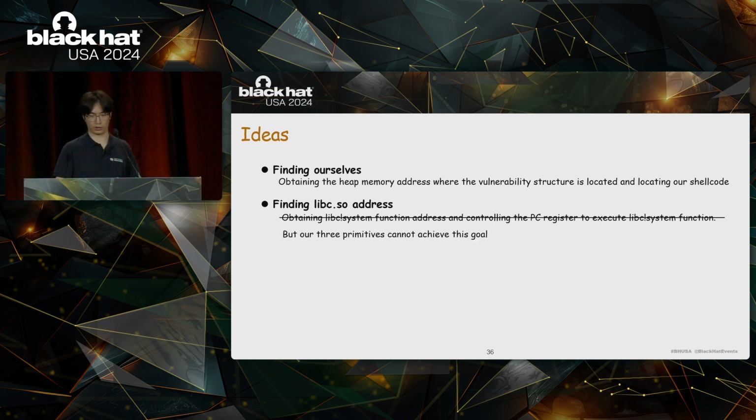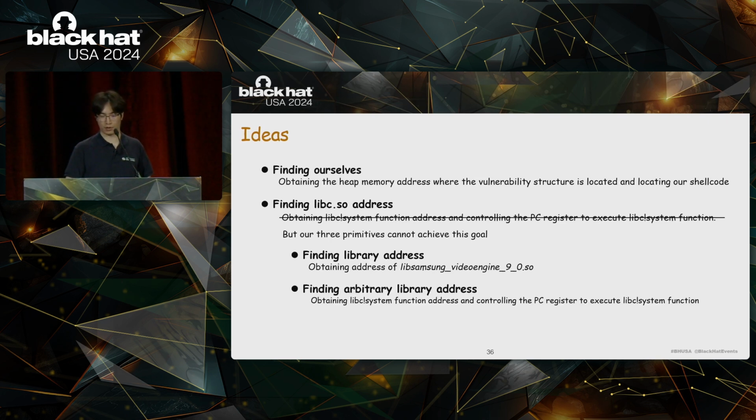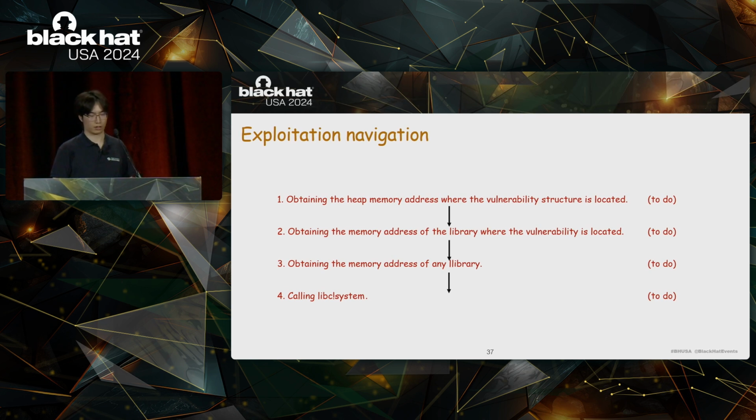However, our three primitives could not directly achieve the second goal. Our primitives are directly related to the libsamsungvideoengine library. So we can first obtain the base address of libsamsungvideoengine and use the gadgets within it to do more things. And finally, by finding an arbitrary shared object base address, we can use gadgets to achieve remote information leak of any address we want. This allows us to locate the address of libc system and then control the PC. And this page is a roadmap of building our exploitation, and it will appear many times in the following to keep you updated.